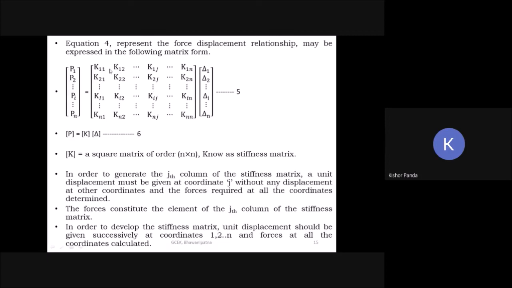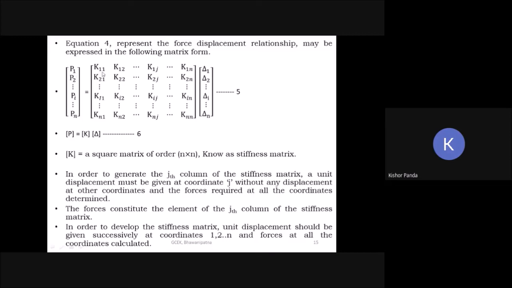Here you see, K11 means the force required at coordinate 1 due to unit displacement at coordinate 1. K12 is the force required at coordinate 1 due to unit displacement at coordinate 2. And K22 is the force required at coordinate 2 due to unit displacement at coordinate 2. So finally the force P1 is due to the unit displacement at coordinate 1, at coordinate 2, at coordinate j, and at coordinate n. So you can find the total force by the principle of superposition.